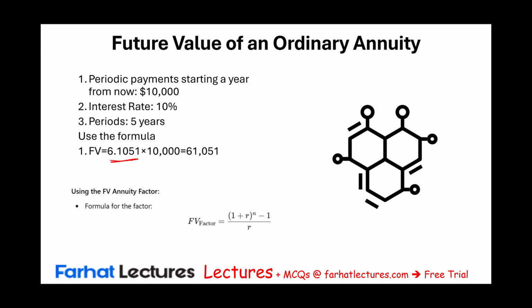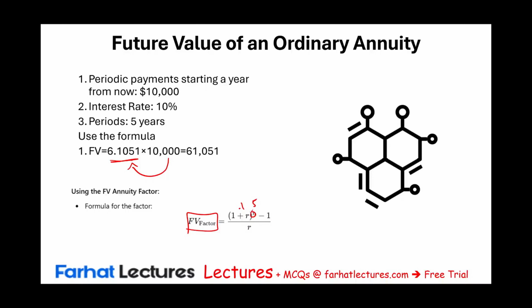The future value factor is 1 plus r raised to the nth power, minus 1, over r. r is the interest rate, n is the number of periods. And if we substitute r, the interest rate, as 0.1, and n as 5, we can find out that the factor is 6.1051. Therefore, we'll take the amount times the factor, 6.1051.